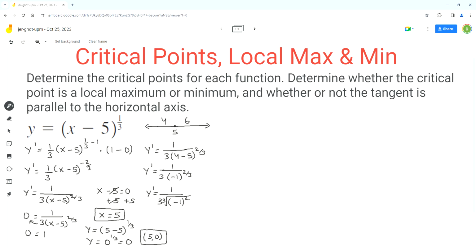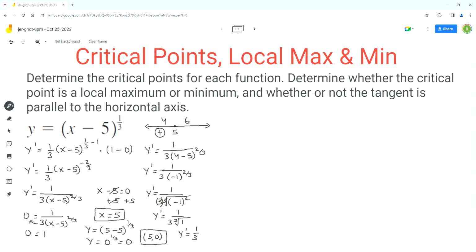So there is a very important concept we need to understand about simplifying this kind of expression. So square of negative 1 is positive 1. So we get 1 over 3 and then cube root of 1, and cube root of 1 is 1. So y prime is a positive value 1 over 3. So that means the function is increasing on the left side of the critical number x equals 5 because y prime is a positive value.